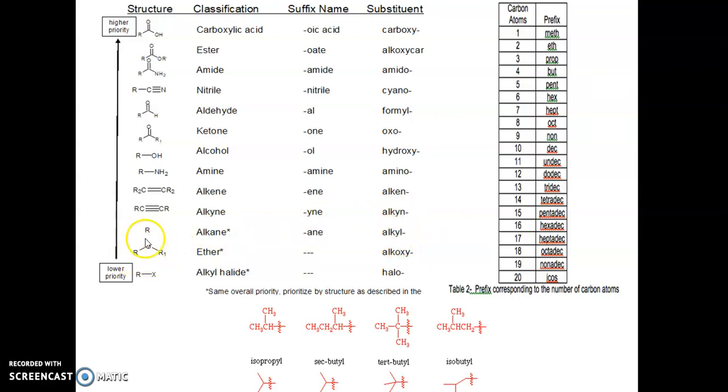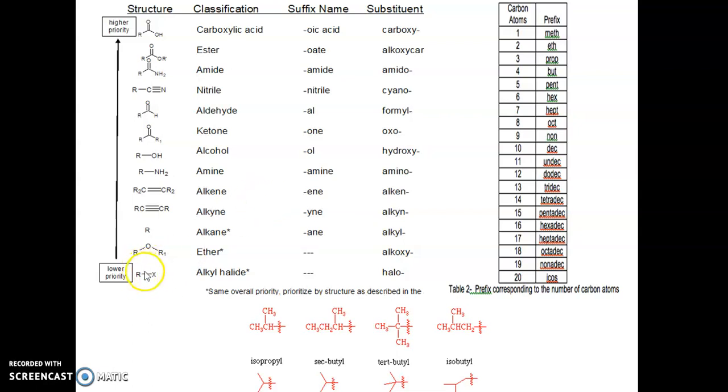Now ether, these are ether compounds, R-O-R, ether. Okay, so generally ether compounds will be present as a substituent, and the term alkoxy alkane will be used for ether compounds. Now alkyl halide, RX. The R group is called the alkyl group, and X is the halide, the halogen.